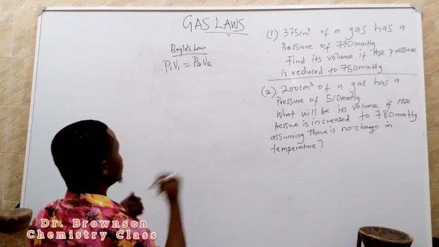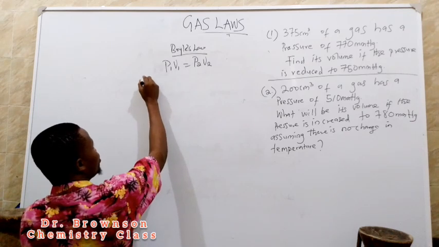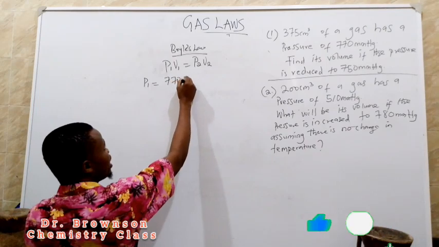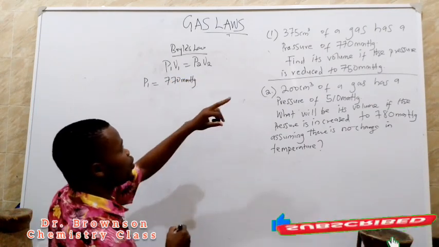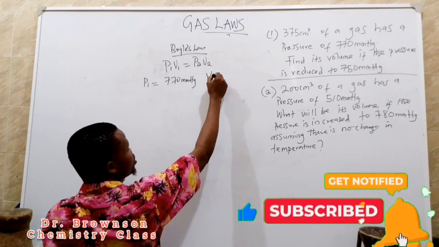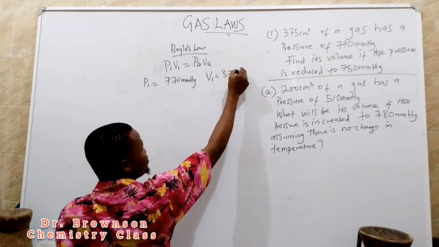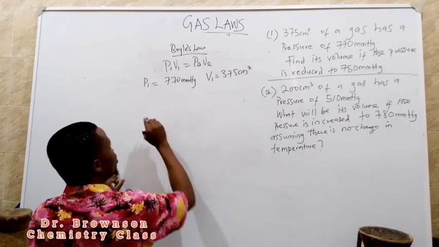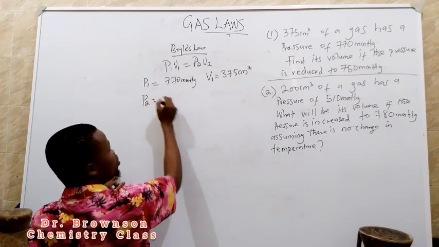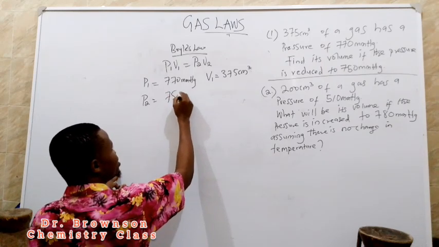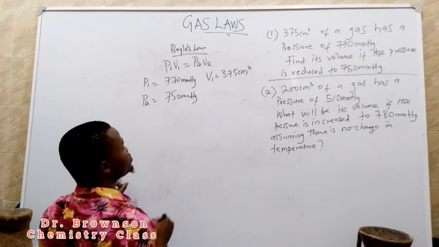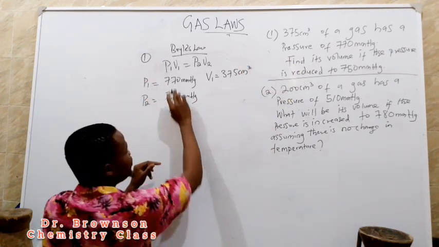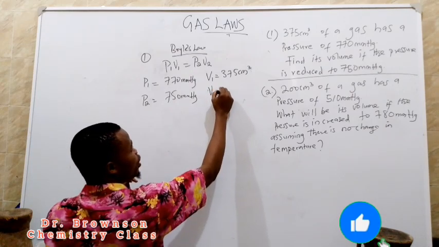Your second pressure. So let's get this solved. So we have your pressure 1, which is 770 millimeter mercury, and you have your what? Your volume 1, which is what? 375 centimeter cube. So over here you have your what? Your P2, which is what? 750 millimeter mercury, right? So we are solving what? Question 1. This is the question that we are solving. 750 millimeter mercury. So your V2 is not being given.